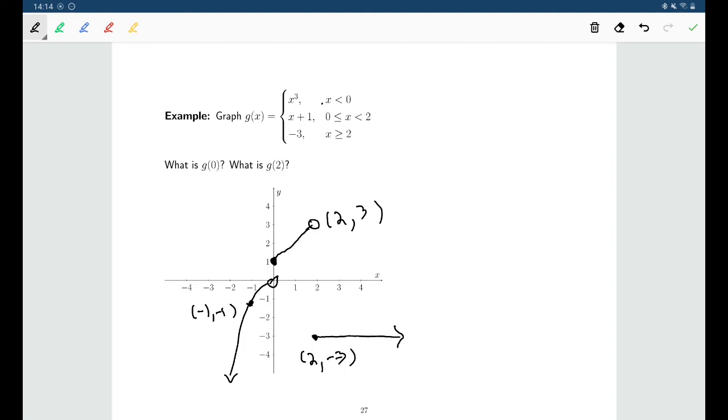And so now that we've got our graph, if we want to answer the question of what's g(0) and what's g(2), g(0), what is the y value when x is 0? That would be the filled-in circle here that we have of 1. So when x is 0, the y value is 1. Similarly, the question of what is g(2), what is the y value when x is 2? This is the point that's included when x is 2. So g(2) is equal to -3.